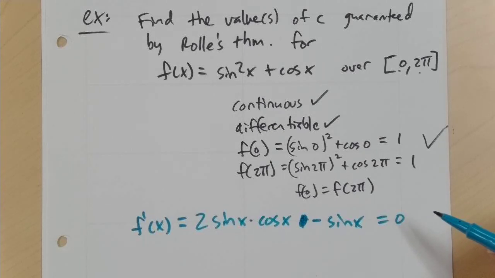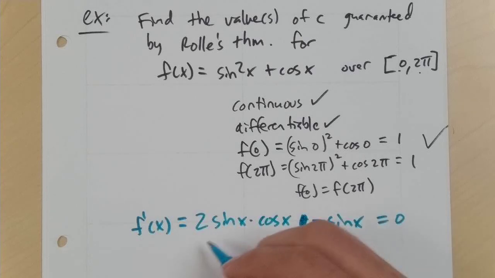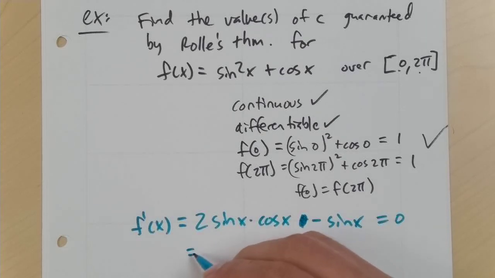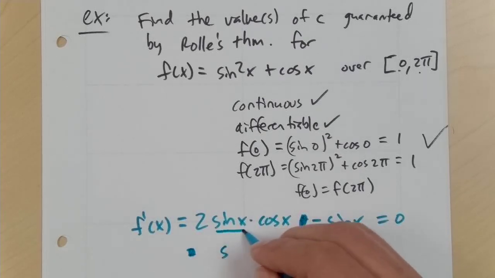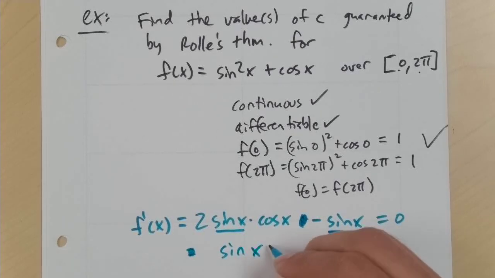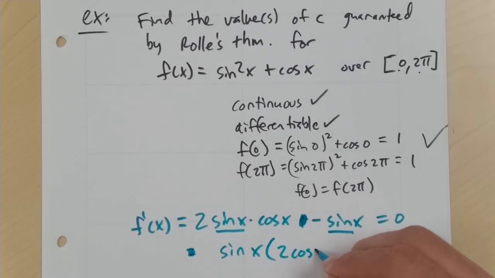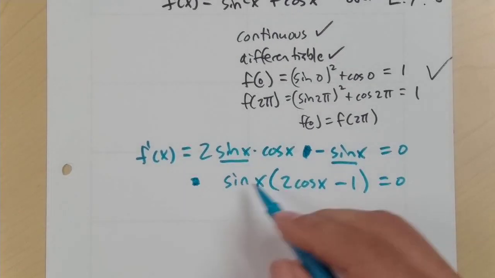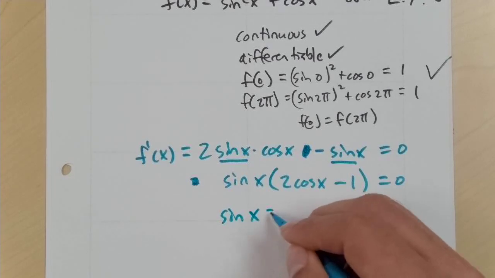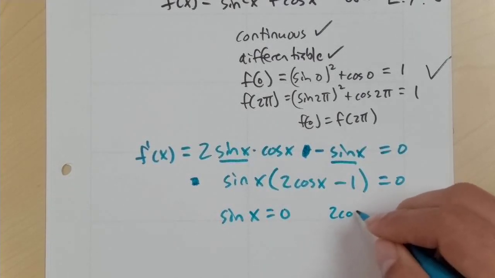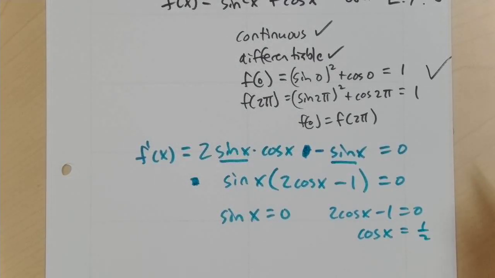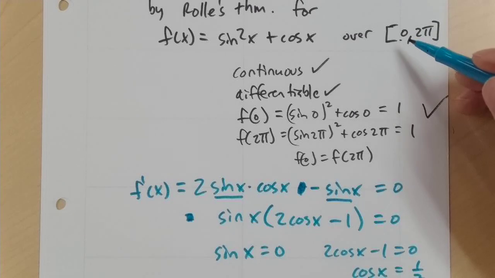Okay? And now, actually, let's factor first. So let's factor out a sine x, since that's common to both. You're going to be left with 2 cosine x minus 1. And now to find the values that we're looking for, the zero product property tells us that sine of x equals 0 and 2 cosine of x minus 1 equals 0. In other words, cosine of x equals 1/2. And so we're going from 0 to 2 pi.